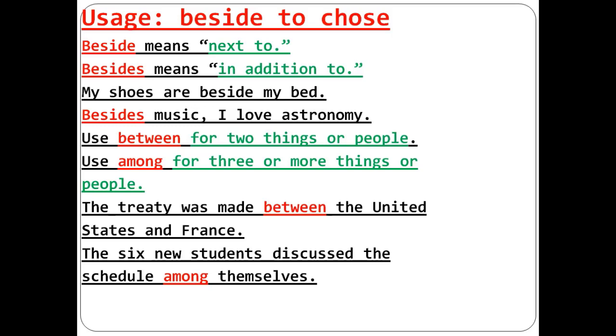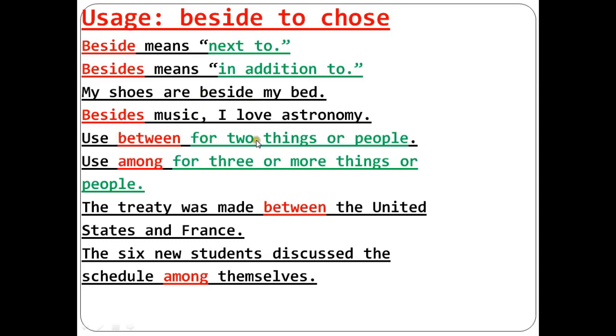Coming to usage: beside, besides, to choose. Beside without an S means next to, and besides with an S means in addition to. My shoes are beside my bed. It means next to my bed. Besides music, I love astronomy. In addition to music.